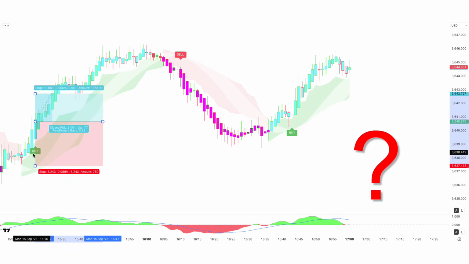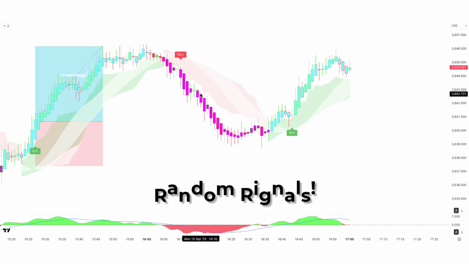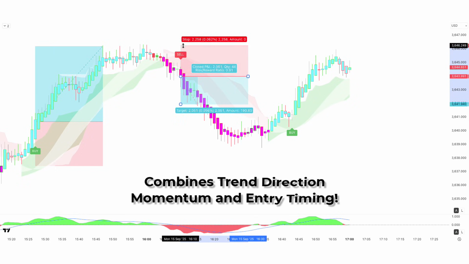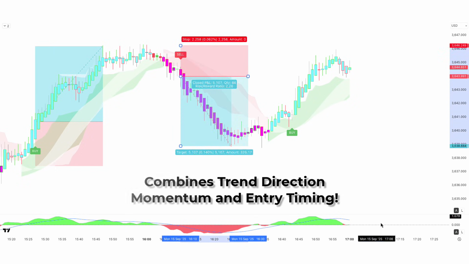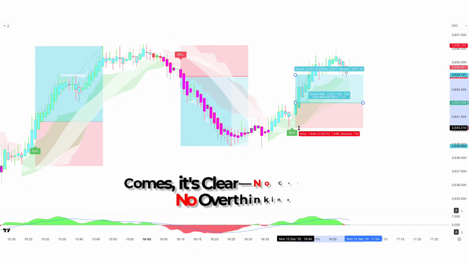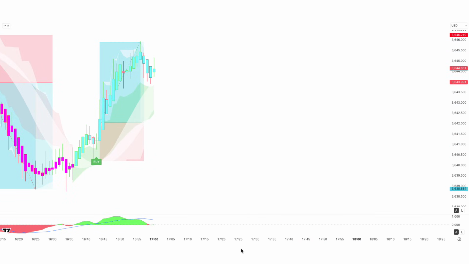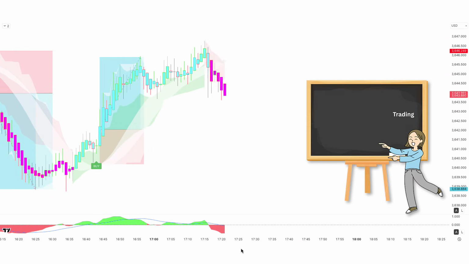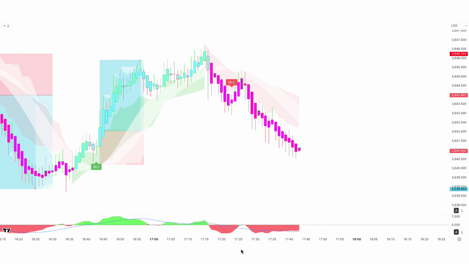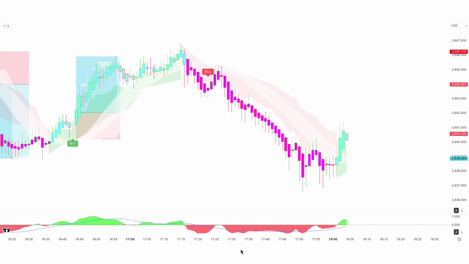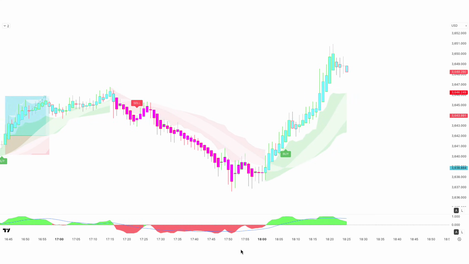What's special about this indicator? It doesn't give random signals. It combines trend direction, momentum, and entry timing. When a signal comes, it's clear. No confusion, no overthinking. Most importantly, it doesn't repaint and works best with risk management. But remember, no indicator is magic. Real power comes when you follow discipline.